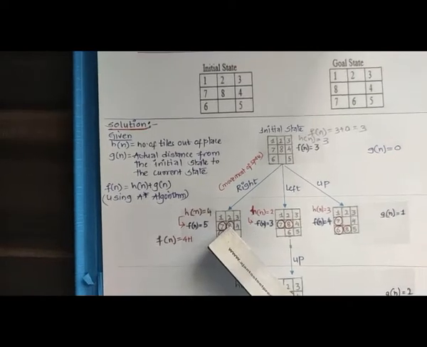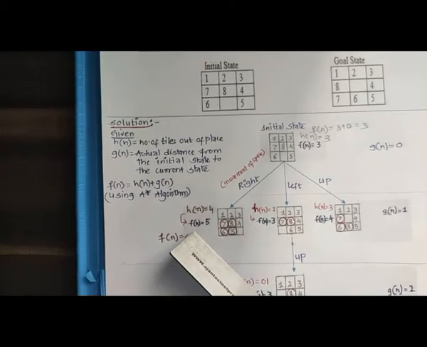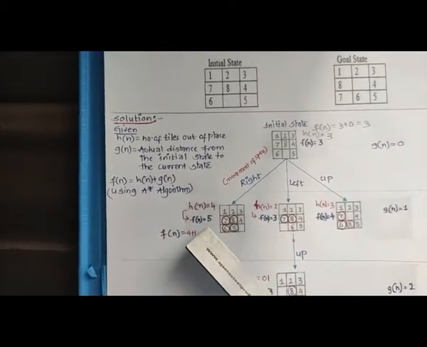Now again we calculate the f of n value for all these 3 configurations. At this particular configuration, f of n comes to be 5. How 5?